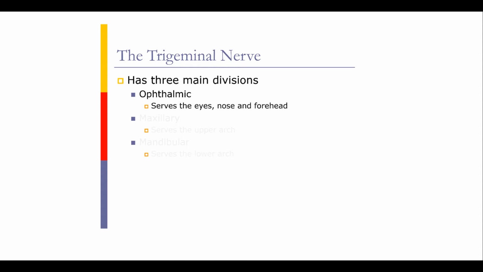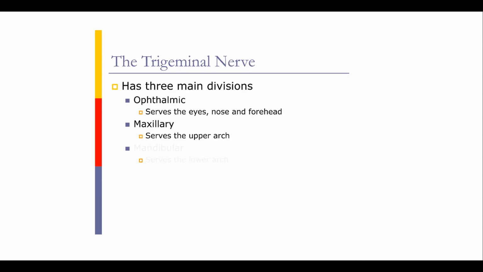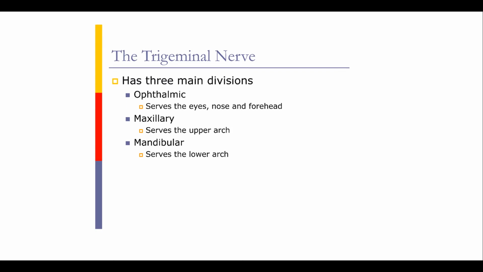That is pronounced "off," like the PH sounds like an F: ophthalmic. It serves the eyes, nose, and forehead. Then we have the maxillary branch that obviously provides nerves to the upper arch. Then we have the mandibular branch that provides nerves to the lower arch.